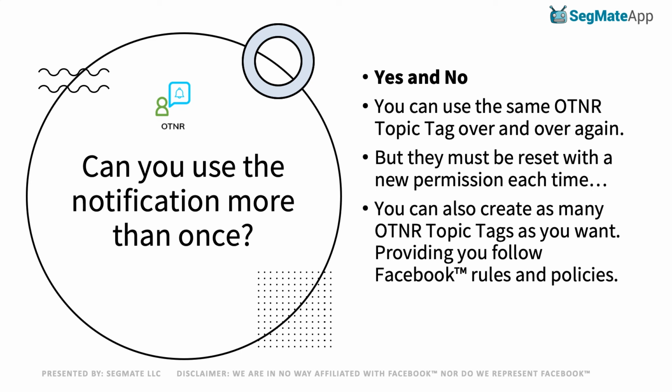You can also create as many one-time notification request topic tags as you want or as you see fit, providing that you follow Facebook's rules and policies. And I'll talk about that a little bit more here in just a second.